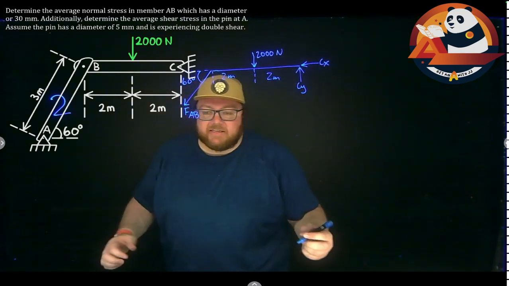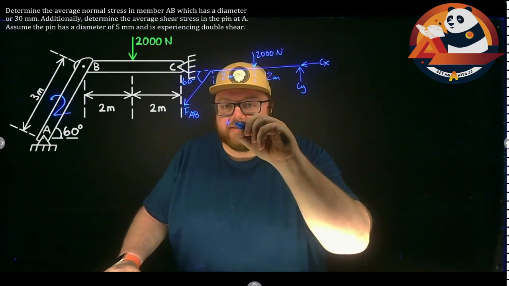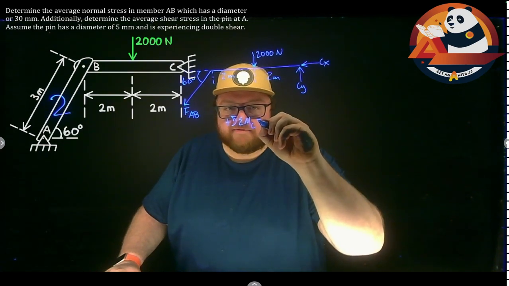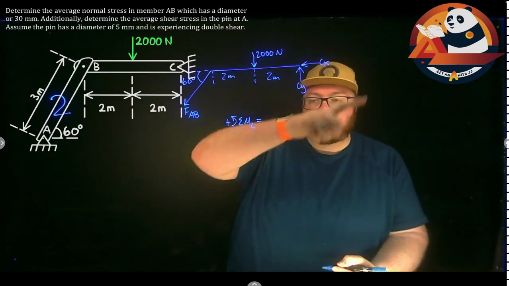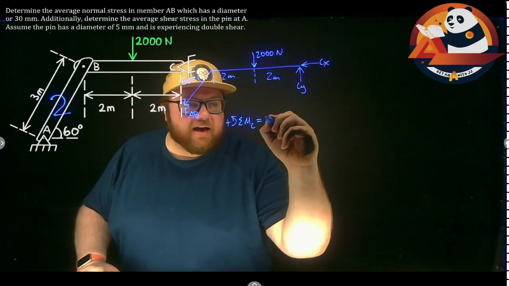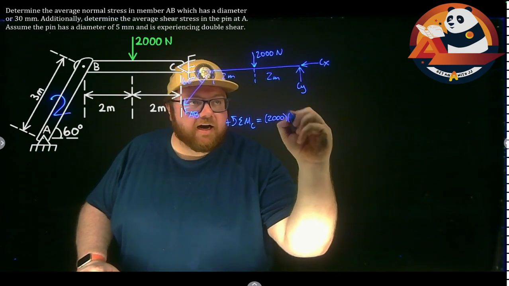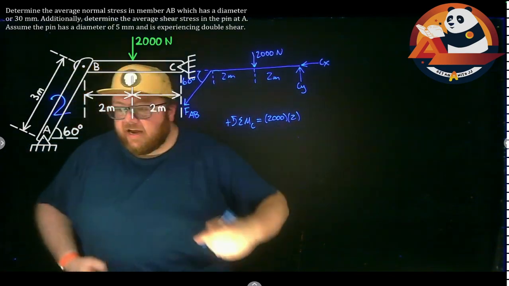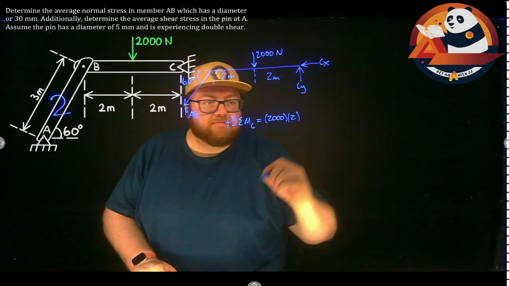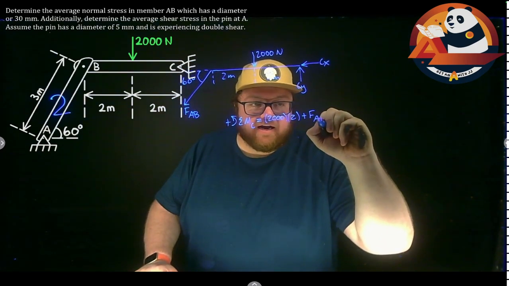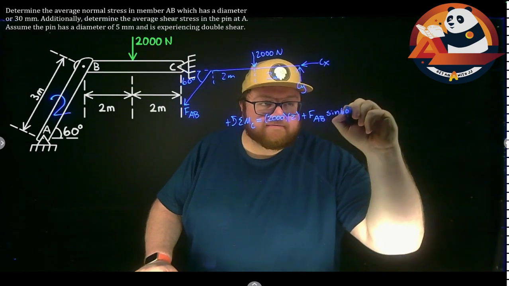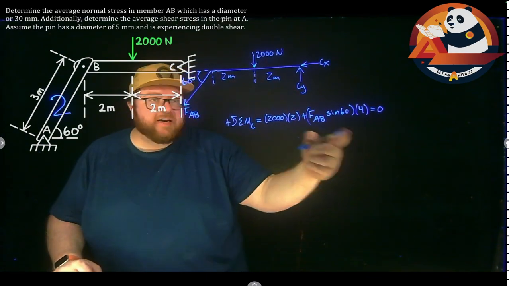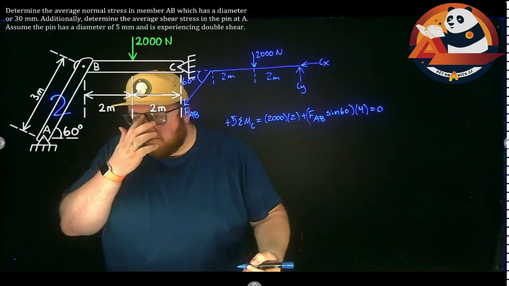So let's go there. If I take positive goes counterclockwise, and I'm gonna sum up my moments about point C. I would get in here, well, my 2000 causes a counterclockwise rotation. So 2,000 times my distance is 2. FAB's Y component will cause a counterclockwise rotation in here. So plus FAB sine 60 force times my distance is 4 gets us to 0. 2 plus 2 is 4. The X component here passes through C. It's not going to get any moment in there.